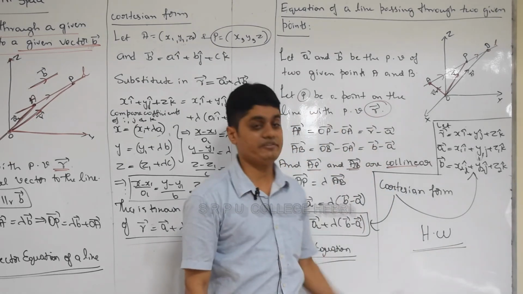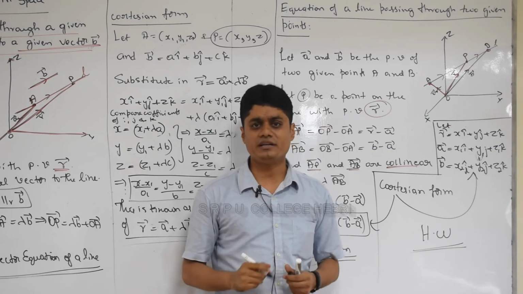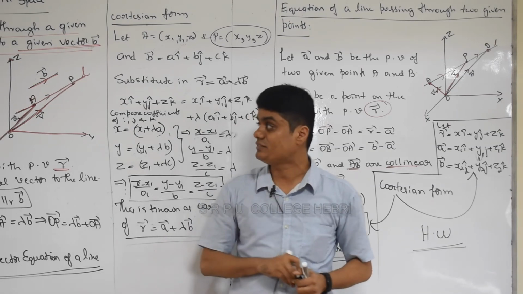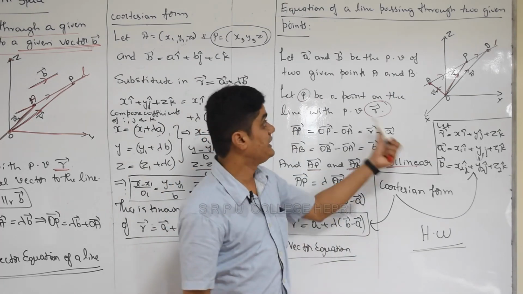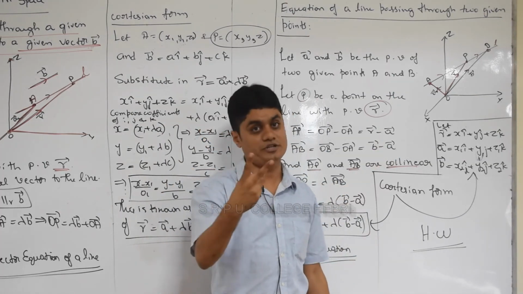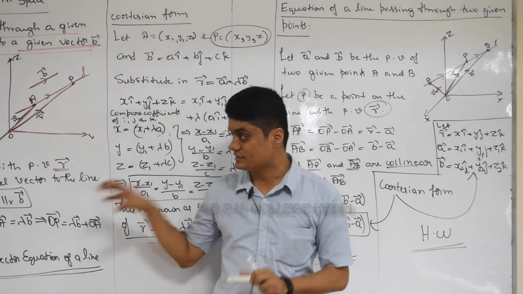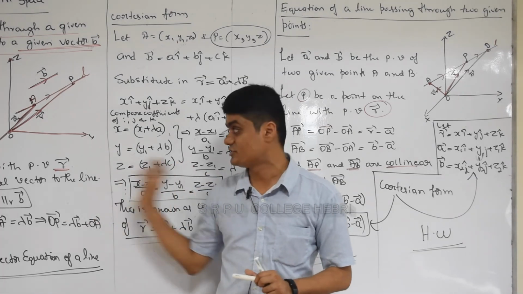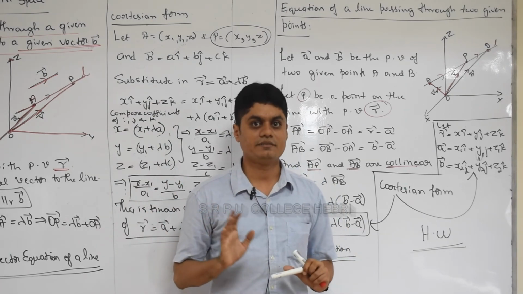Even this derivation is very, very important. So we completed two important derivations of the equation of a line in space: the first, the equation of a line passing through a point and parallel to a vector, and the second, the equation of a line passing through two points on the line. In the next class I will discuss problems based on these two derivations and a few more derivations on straight lines in space. Very good. Thank you.